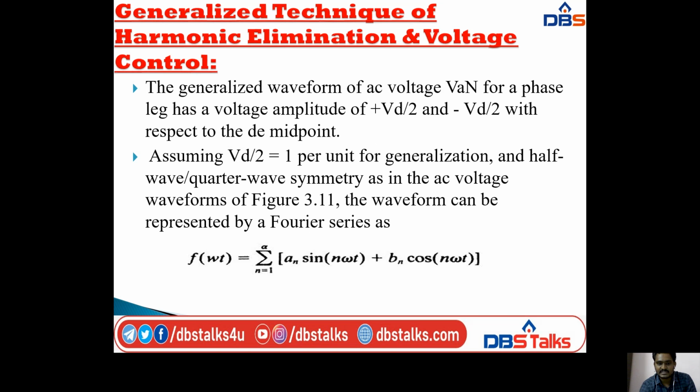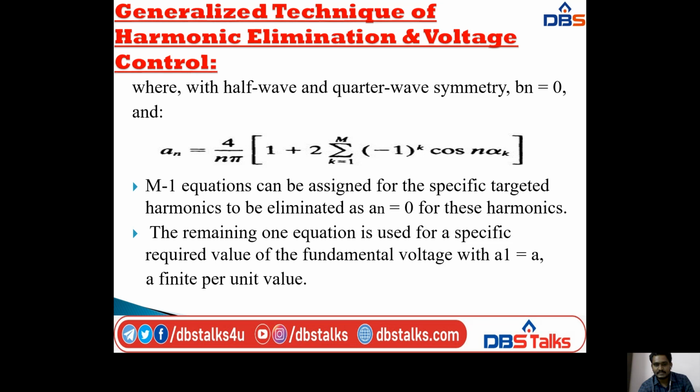So here the first equation is f of omega t equal to sigma n equals 1 to infinity, a n sin n omega t plus b n cos n omega t. But here b n is equal to 0, I am taking, so we will have only the a n value. We will expand this a n value by using sigma n equals 1 to infinity, so the equation will become a n equals 4 by n pi into 1 plus 2 sigma k equals 1 to m minus 1 whole power k cos n alpha k.